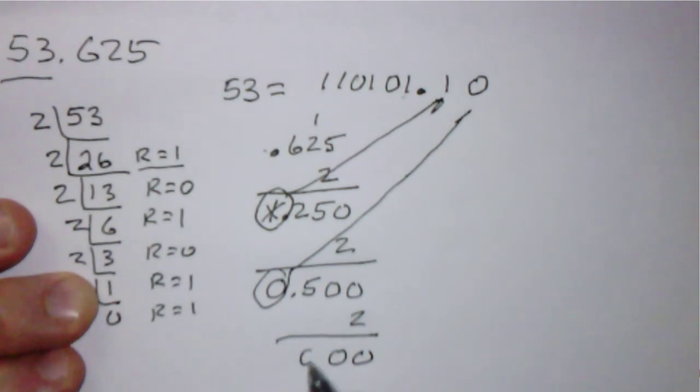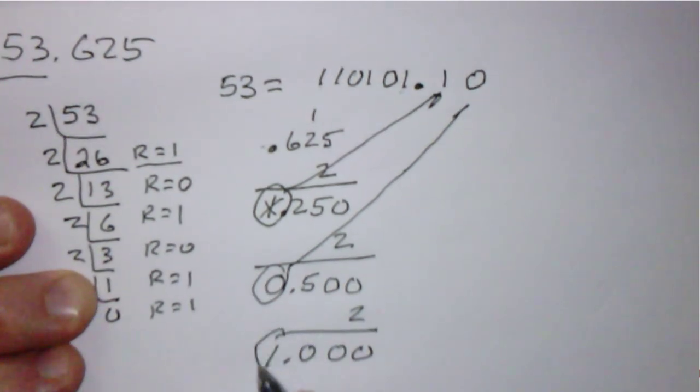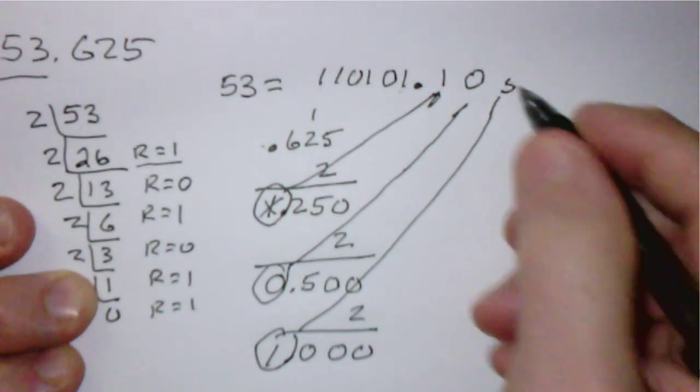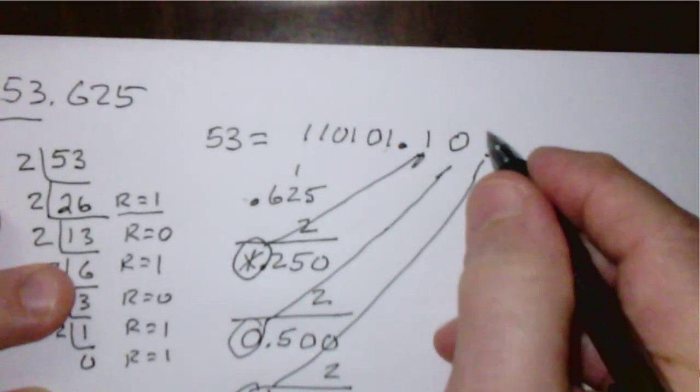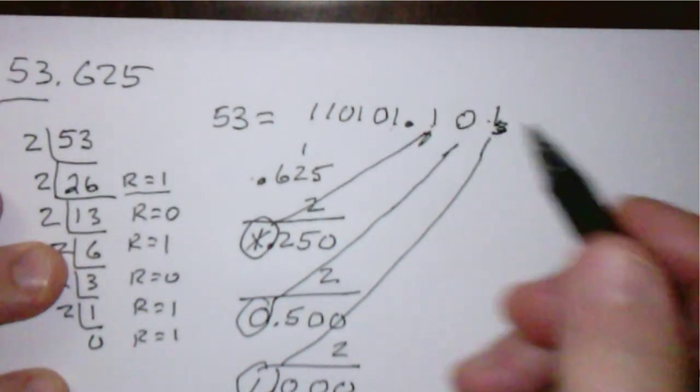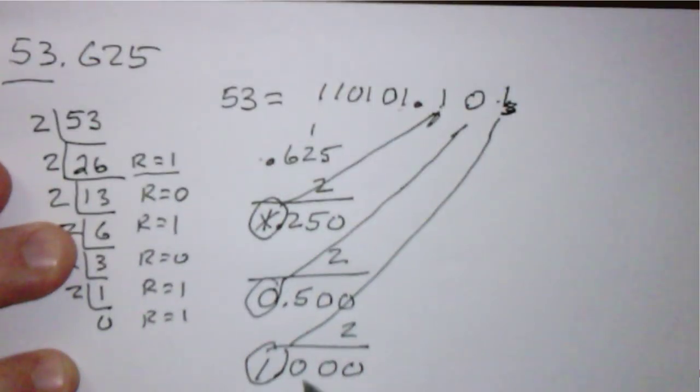2 times 5 is 10. 0, and carry a 1. And then we take this one and put it here. Oh, sorry. Put a 1 there. And so now we have 1, 0, 1. And what's left over is 0, so there's no point in multiplying. It's going to be 0 for the rest of the time.